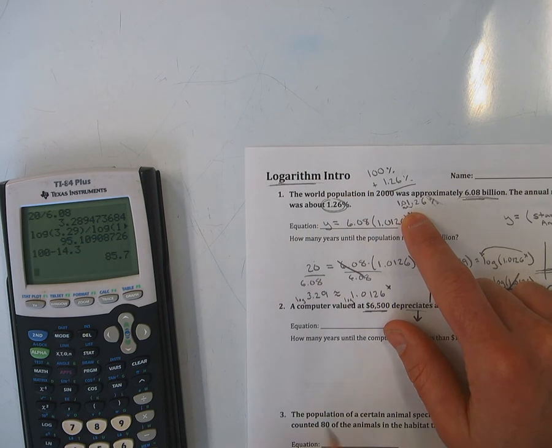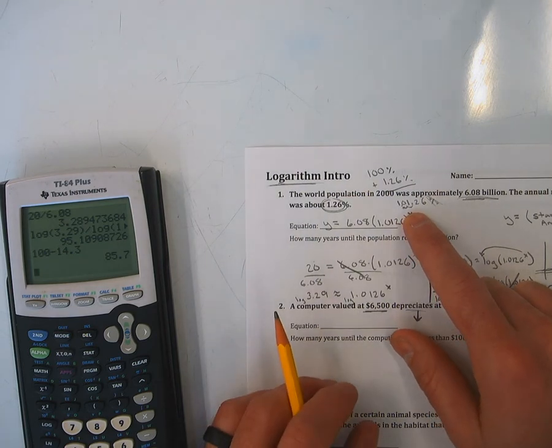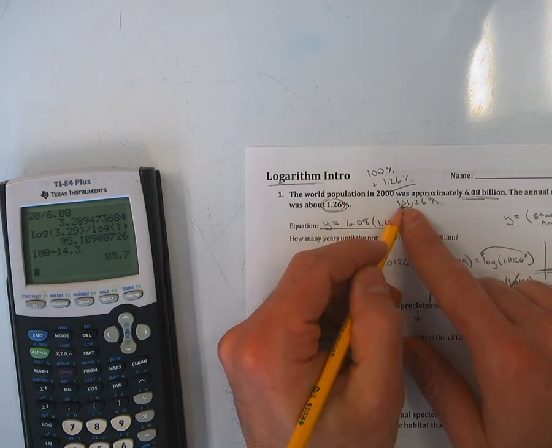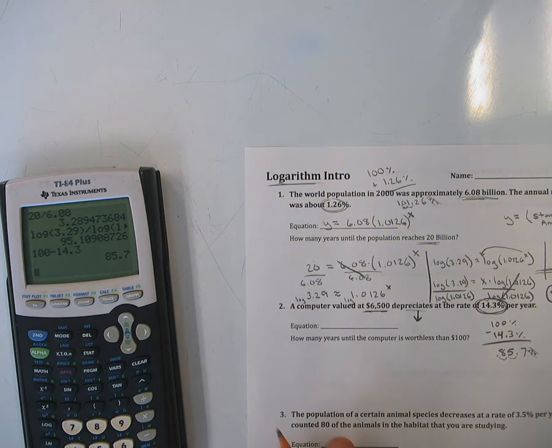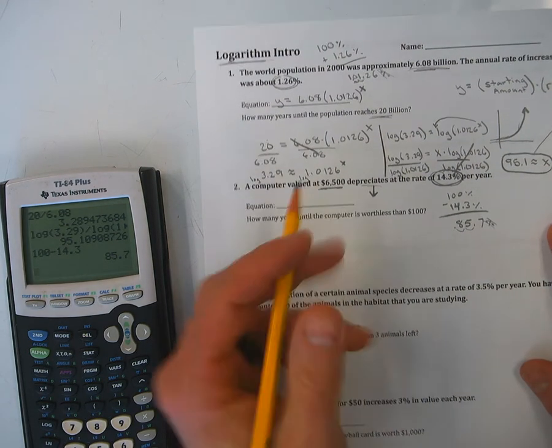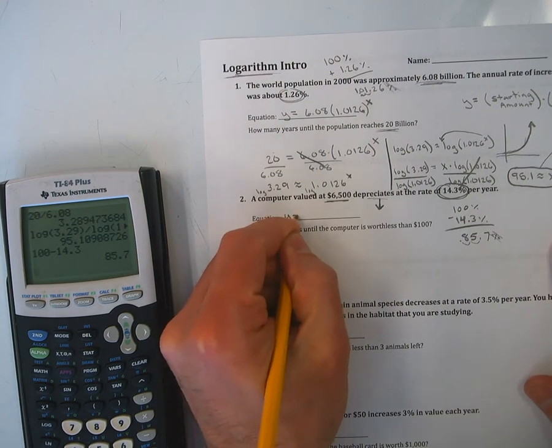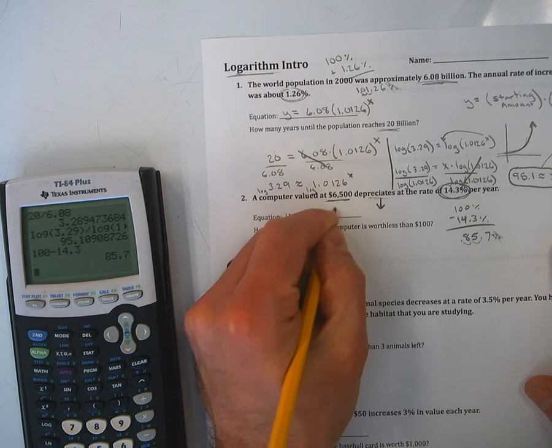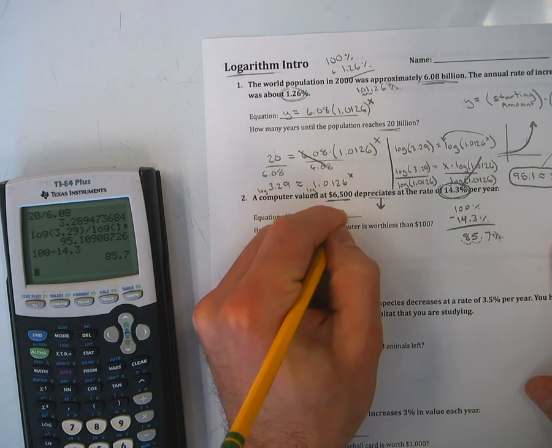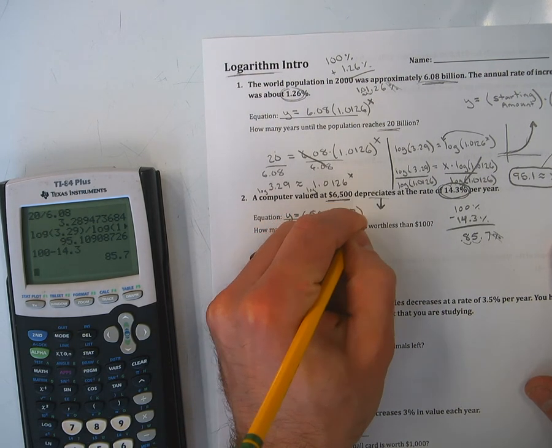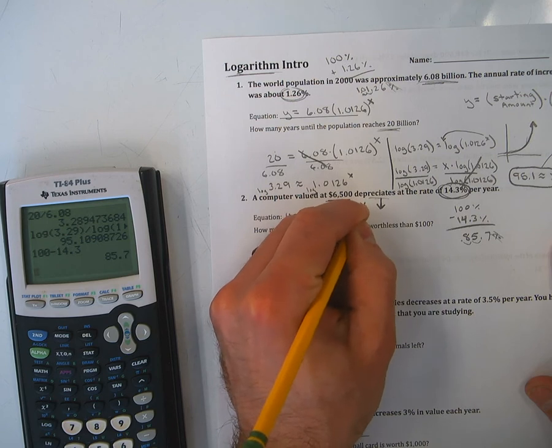I had 101.26%, but if I move my decimal over 2 places, then I don't have to use the percent sign anymore, and it makes the calculations easier. So we start with 6,500, and we're going to have 0.857 to the x. That's the equation.